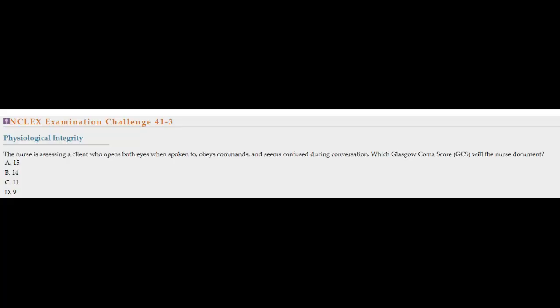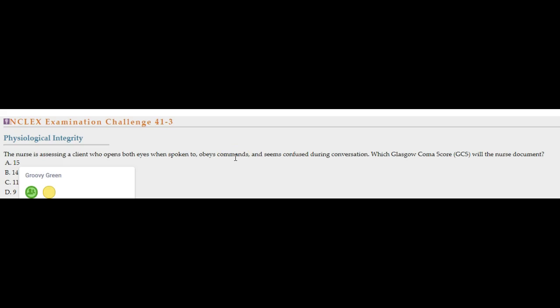Let's go back to the Glasgow Coma Scale and look at this NCLEX question. Can you answer it? Now, with the Glasgow Coma Scale, have your book open and look at the chart. So it says here, the nurse is assessing a client who opens both eyes when spoken to. So you look at your Glasgow Coma Scale where it says eye opening spontaneously. So they open their eyes, so they get a 4.